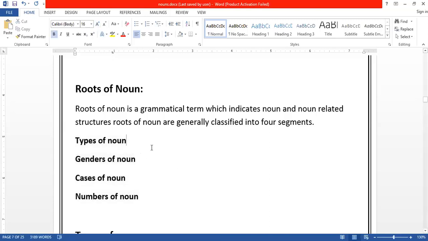Number one, types of nouns. Number two, genders of nouns. Number three, cases of nouns. And number four, that is, numbers of noun. So these are the four roots of nouns.